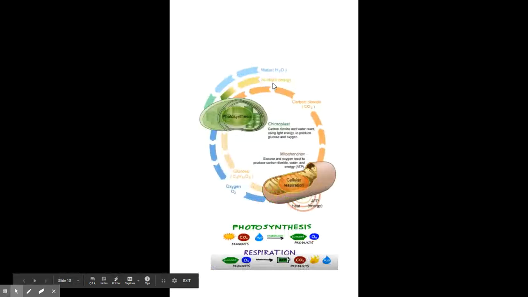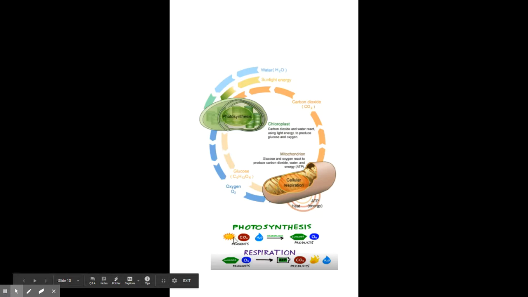Finally, if we look at our input and output molecules here, and you had something very similar to this in one of your activities, notice that water, sunlight, and CO2 go into photosynthesis. Glucose and oxygen are produced, and those two things go into respiration, whereas ATP and heat are made, as well as CO2 and water, which are also given off through respiration.